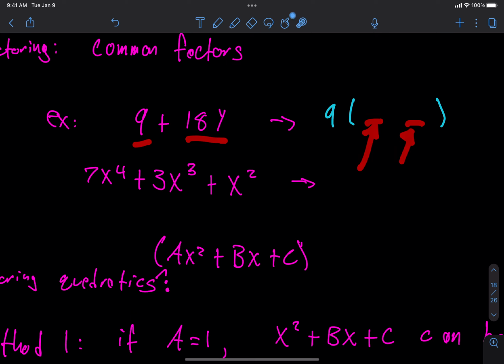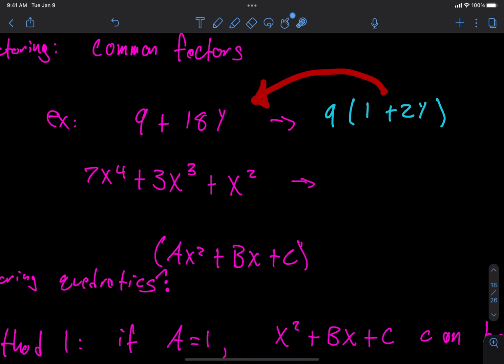1 and 2y, right? So I can't take the y out because there's a y in the right side but not in the 9. So I can't take a y out. I have to leave it inside as a 2y. So if I multiplied 9 times 2y, I'd get 18y. If I multiplied 9 times 1, I would get 9. And by the distributive property, you would know that this is equivalent to that. Okay, so that's pretty simple.